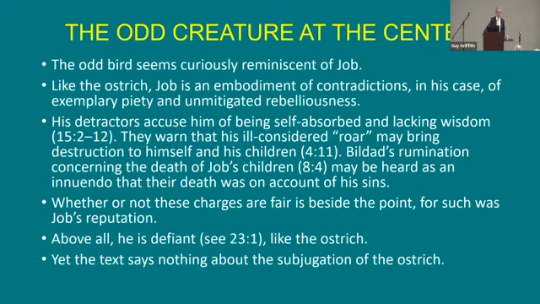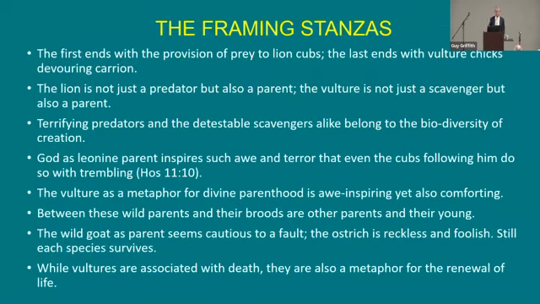Yet the text says nothing about the subjugation of the ostrich. So the point here is that God is not going to subjugate Job simply because Job is defiant. The framing of the stanza is important. So the first stanza ends with the provision of prey to lion cubs.